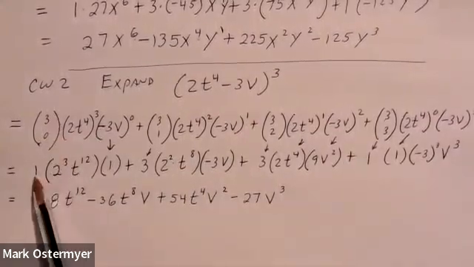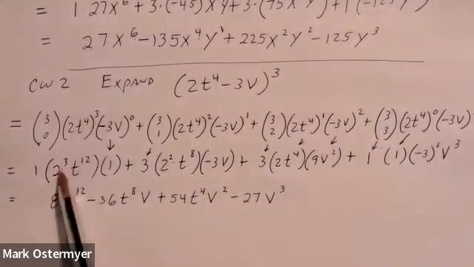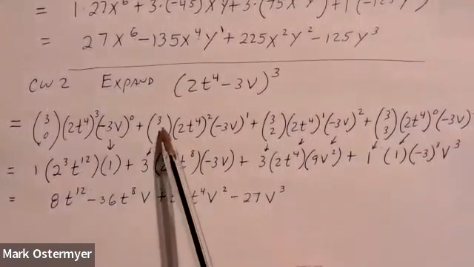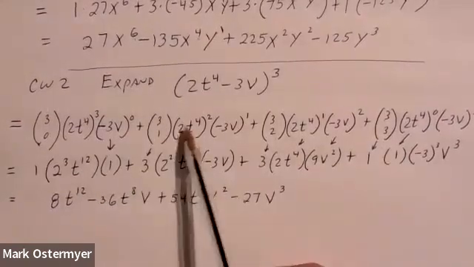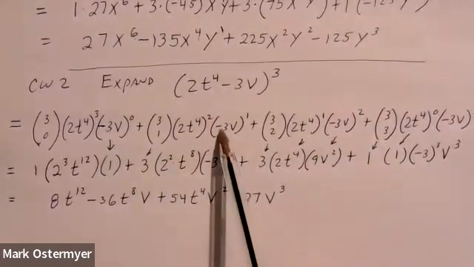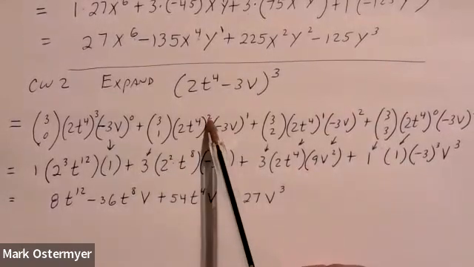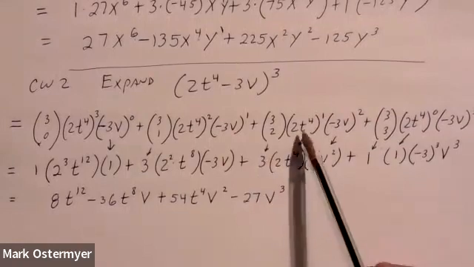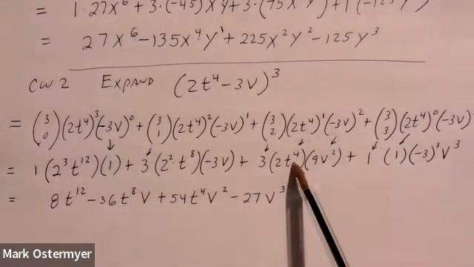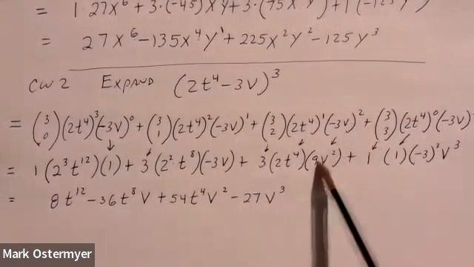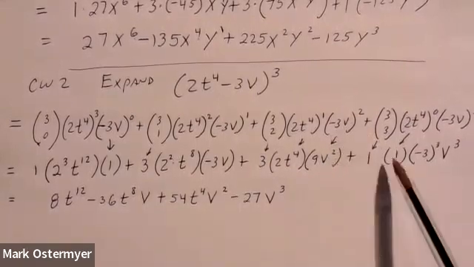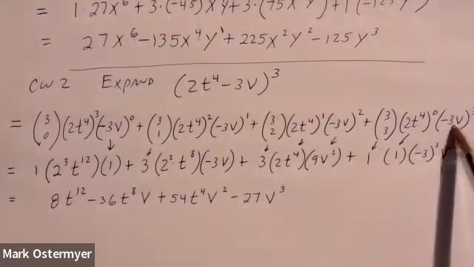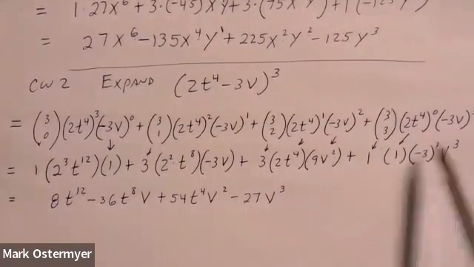3 choose 0 is 1 times 2 to the third power. T to the fourth cubed is t to the 12th power. This is all 1. 3 choose 1 is 3. 2 to the second power times -3. T to the fourth squared is t to the 8th. 3 choose 2 is 3. 2t to the fourth to the first is 2t to the fourth. -3v squared is 9v squared. 3 choose 3 is 1. This is all just 1. And this is -3 to the third power times v cubed.